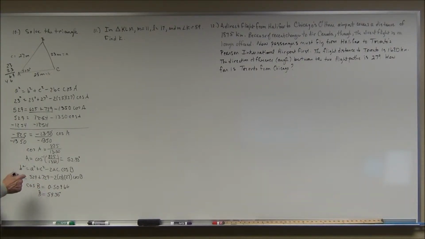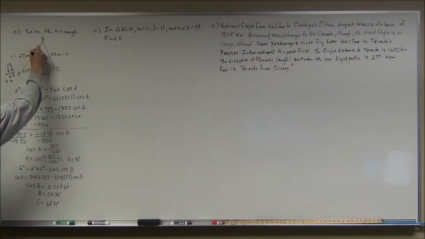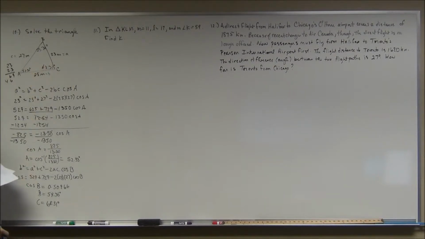So now I have those, so C then becomes 180 minus the sum of these two, and that turns out to be 68.31 degrees. So this turned out to be 59.36 degrees. This one turned out to be 68.31 degrees. Now it says to solve the triangle, so I would go ahead and write it all out.